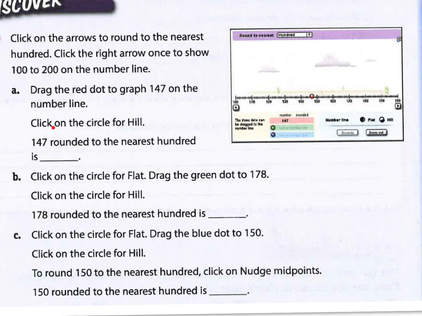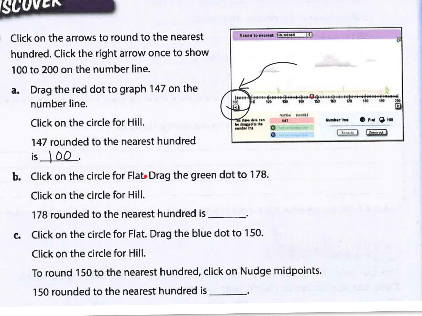And then it says click on the circle for hill. So you've done this before in some of the older lessons. You'll click hill. And then when it makes that hill, you will see that when it rounds to the nearest 100, 147 is going to round to 100. It's going to go this way down the hill. Okay, it's going to round to 100. Then they just want you to start over.